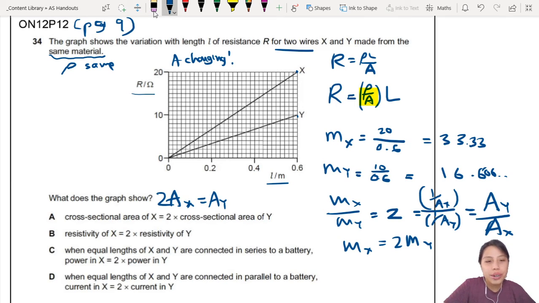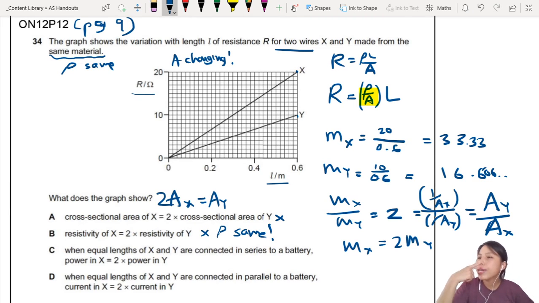So here they say cross-section of X, Ax is 2Ay. Hey, that one is wrong already. That was the mistake that I made just now. I just somehow switched both. So this one is not correct. Then resistivity of X is 2 times resistivity of Y. Wait a second, we just said the resistivity is the same because same material. So you can make a correction and say it's supposed to be same.